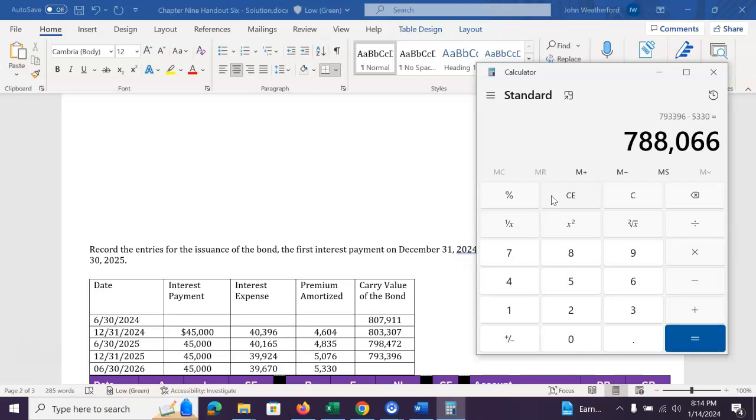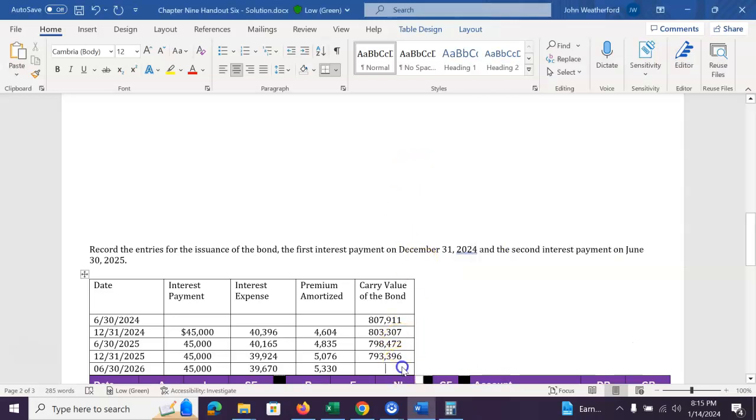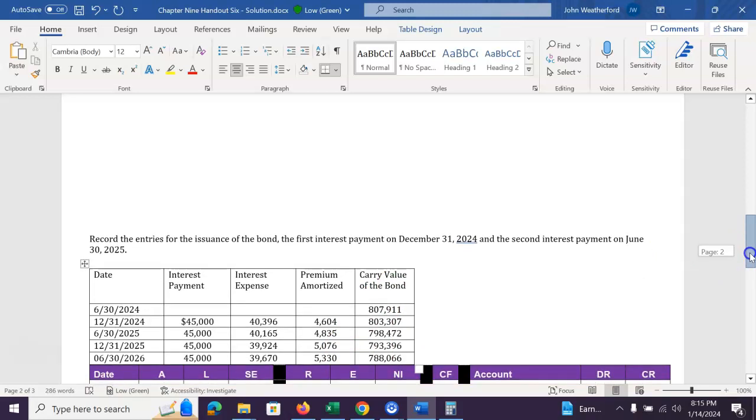And we end up with 788,066 as our carrying value at the end of June 2026. You guys, if we carried this all the way out again for 10 interest payment periods, the carrying value would end up at 750,000, equal to the face amount. Now let's go through these journal entries.